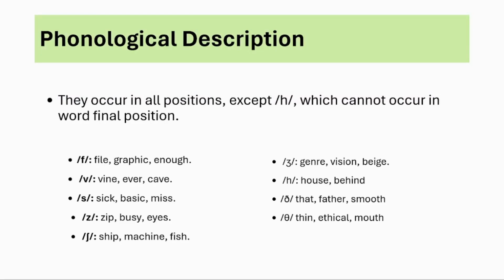Now let's look at fricative sounds from the phonological point of view, that is, from the point of view of distribution, how sounds behave in a language system. Fricative sounds can occur in all positions except the glottal fricative, which cannot occur in word final position. This is the only restriction. Let's check some examples of the different fricative sounds in different positions.